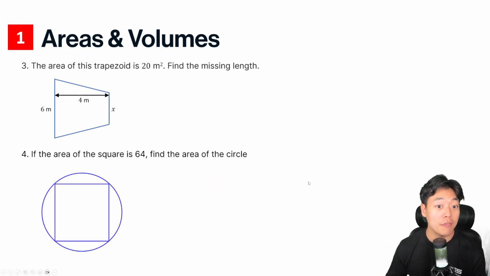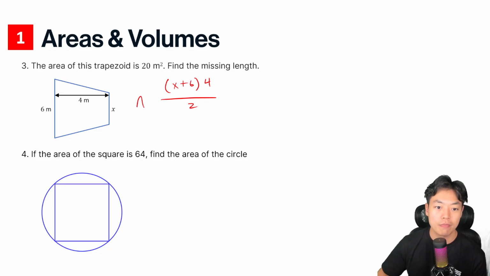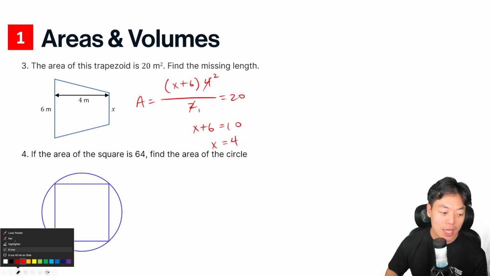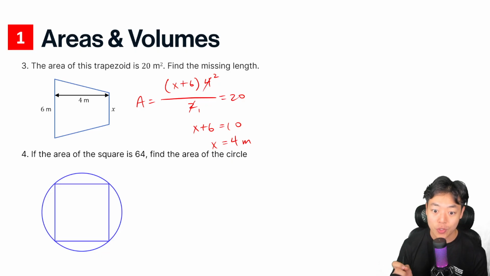Number 3, the area of this trapezoid is 20 meters squared. Now, the area of a trapezoid is given by the two bases added together, x plus 6, times the height, all divided by 2. That is equal to 20. Let's solve for x. 4 divided by 2 is just 2, and 2 times 10 is 20. So x plus 6 has to equal 10. X is simply 4, not centimeters this time, but meters. Whenever you're given units of measure in a problem, make sure you have it in your answer as well.